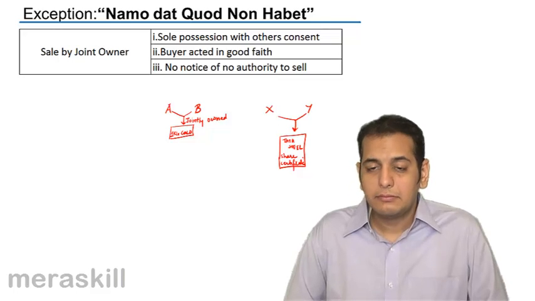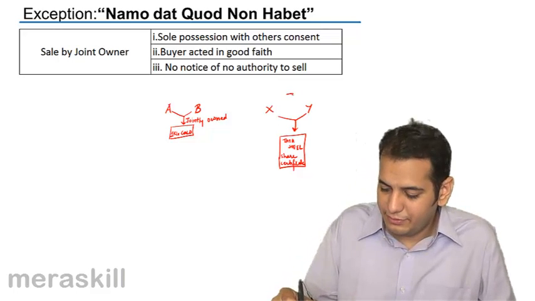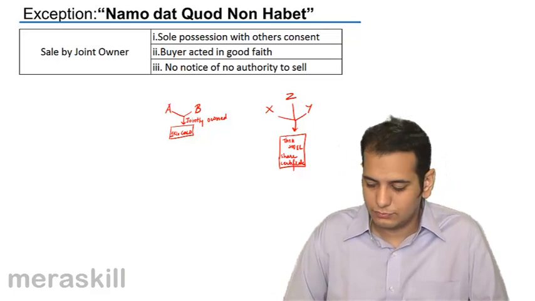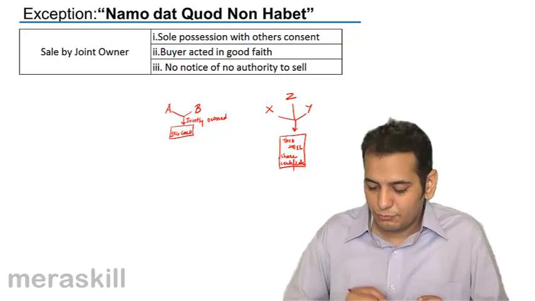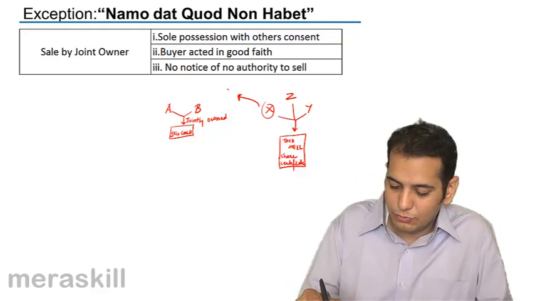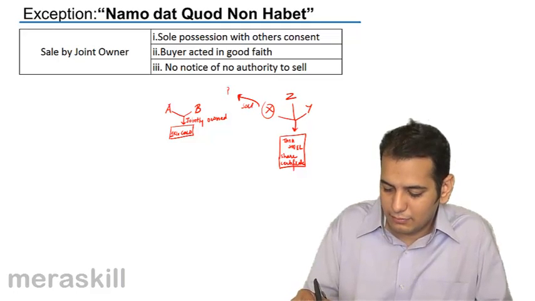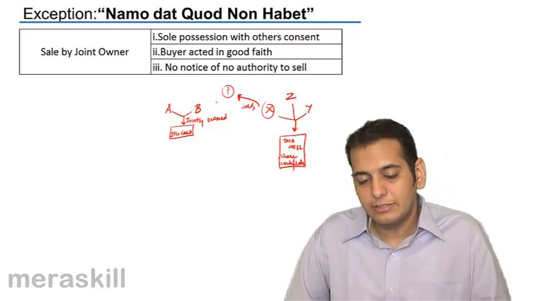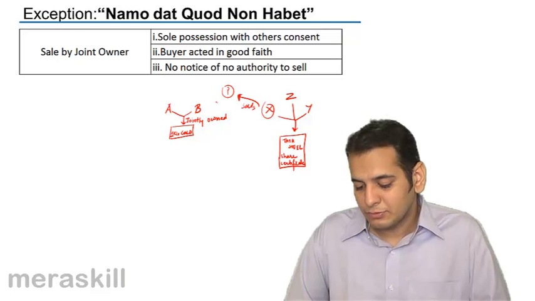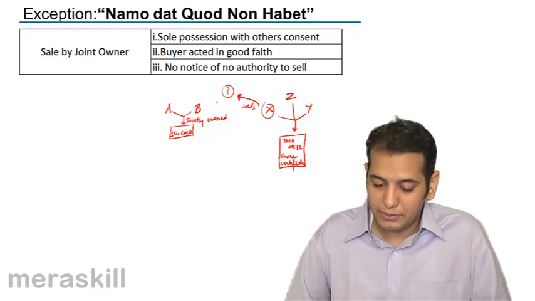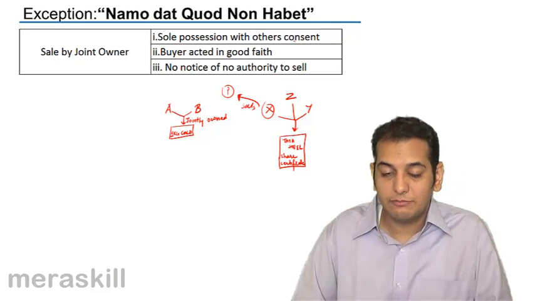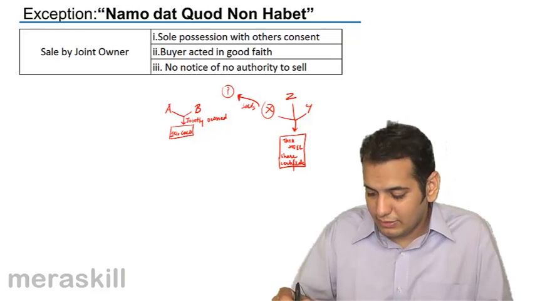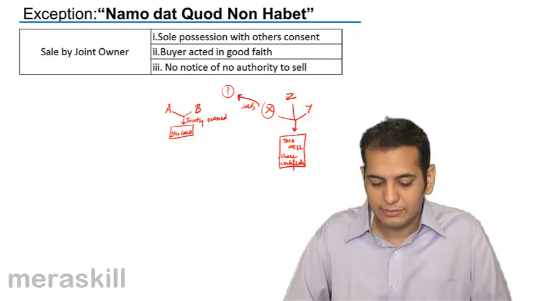Now if there are more owners, let's say there is Z also here. So now there are 3 owners. So when X sells it to P, P is the buyer. When X sells these shares to P, he should have the sole possession with others' consent. That means the shares should be in the possession of X with the consent of Y and Z.